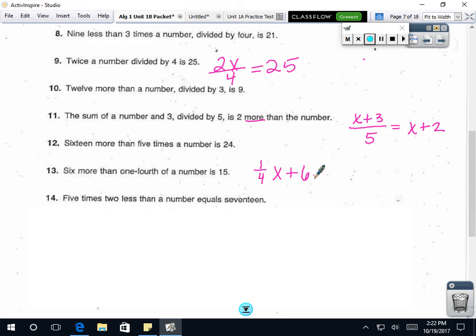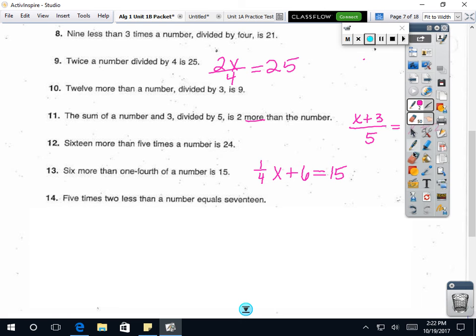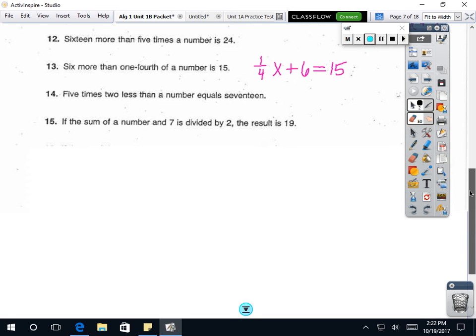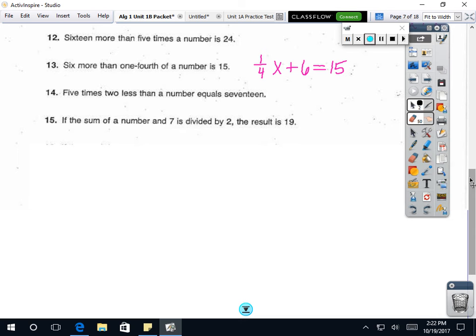Right? Equals 15. Okay, number 15. If the sum of a number and 7 is divided by 2, the result is 19. So how do you write the sum of a number and 7? X plus 7. And 7 plus x would be okay, but only because addition is what property? Commutative. Order doesn't matter with addition.